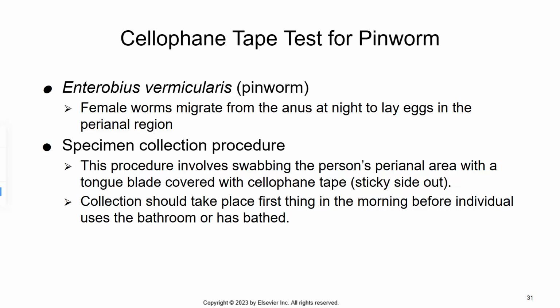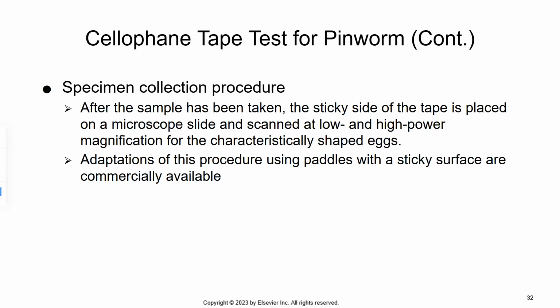So then you would collect the eggs by putting a piece of cellophane tape over the perineal area. And then you would just peel the tape off in the morning and then look at it under the microscope. After it's been taken, the sticky side of the tape is placed on a microscope slide and scanned at low and high power magnification for the characteristically shaped eggs. Adaptations of this procedure using paddles with a sticky surface are commercially available.